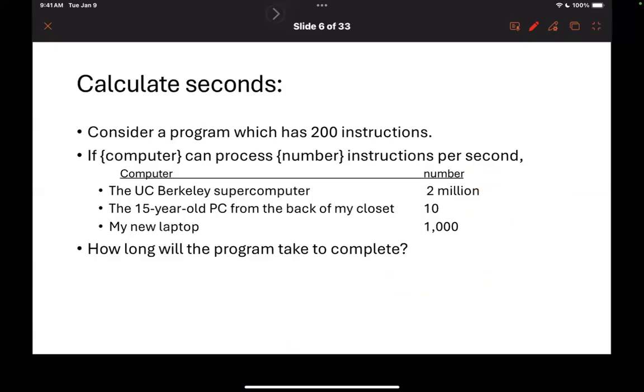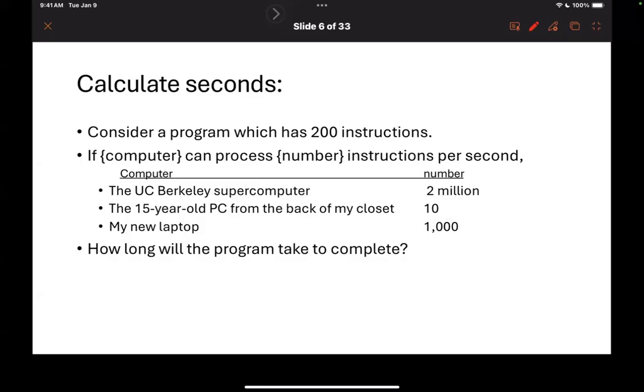So now I've got a question for you. Let's consider a program has 200 instructions, so maybe 200 lines of code. I've got a list of computers: the UC Berkeley supercomputer, the 15-year-old PC that I pulled out from the back of my closet, and my new laptop. Each of those has a processing speed. The supercomputer can process 2 million things per second. My really old PC can only do 10, but my new laptop can do about 1,000.